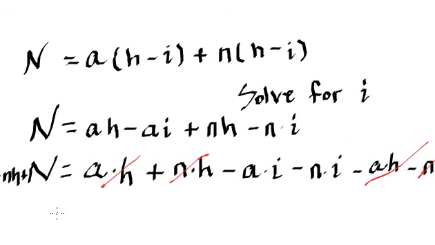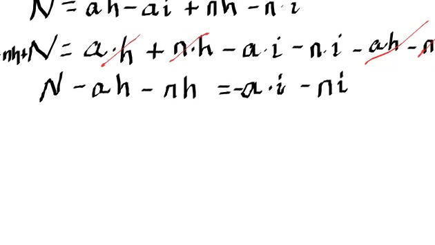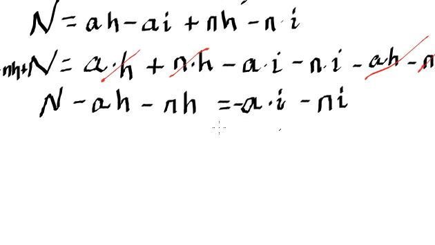And now we're going to be left with, I'm going to go ahead and rewrite this. This is N, and I'm going to write minus AH minus NH, right, is equal to A times I, and I need to put the negative out in front, minus the N times I. Alright, so I hope you're following along with me here. What I'm going to do now is factor out this I. We are solving for I, and so what I'm going to need to do here is factor this I out.